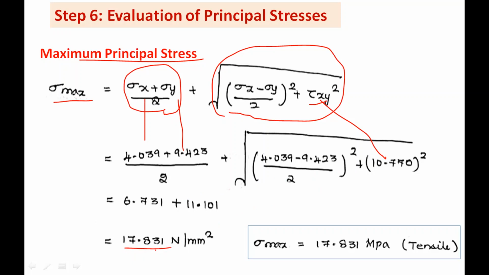So here this value is coming as positive. Positive stress indicates it is tensile in nature. Sigma max is 17.831 megapascal. Since it is positive, we mention it as tensile in nature.